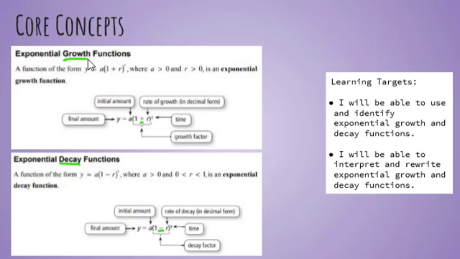In both equations, A is the initial amount, R is your rate of growth or your rate of decay, and that's usually a percent written as a decimal. And then T is going to be time.